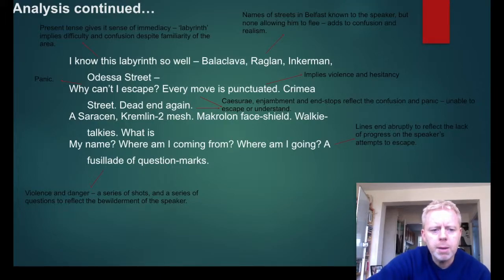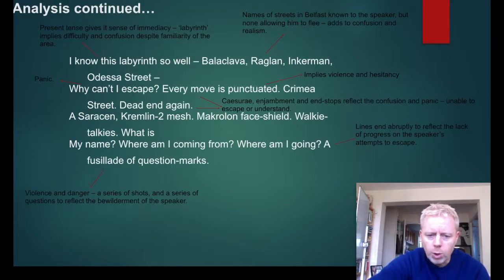Why can't I escape? Panic. Every move is punctuated, which implies violence and hesitancy and an inability to escape. Crimea Street. Dead end again. So you've got caesura, enjambment, and end stops reflecting the confusion and panic. He's unable to escape or to understand what's going on.